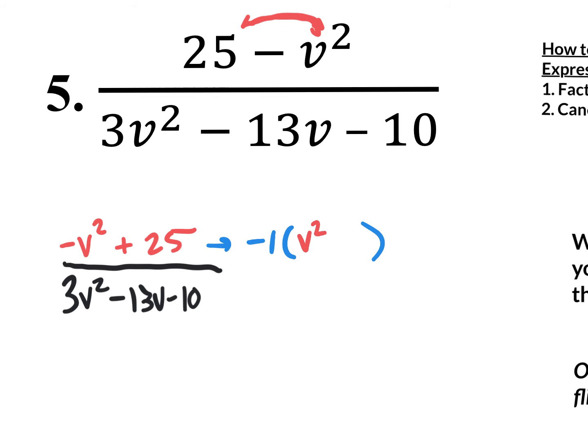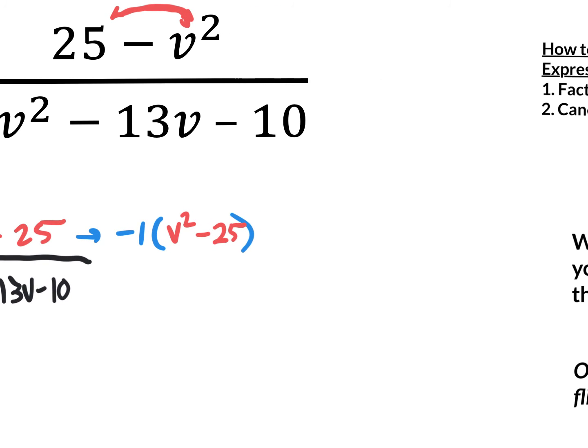Positive v squared minus 25. Are you following me? Okay. And now, not only that, on the inside, I now have v squared minus 25. And everybody should recognize that this is what? It's a perfect square binomial, right? It's a difference of 2 squares. You could actually factor this. So let me actually factor that.